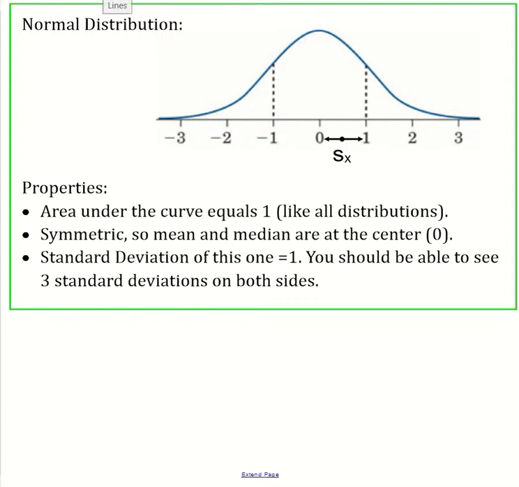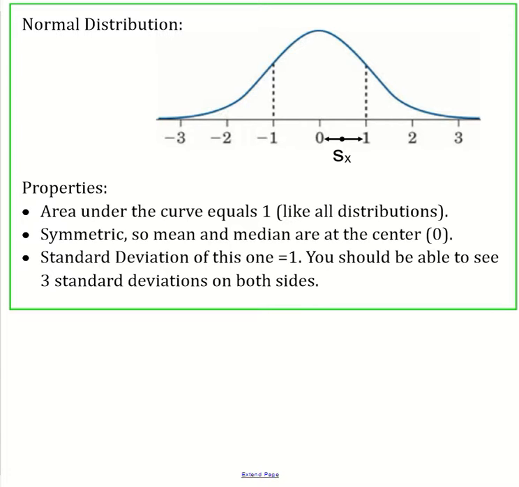So, the normal distribution is a type of density curve. It's a density curve that is symmetric around the mean and the median, and the area under the curve equals 1, and the standard deviation of this one is 1. And so what you should be able to see on every normal distribution is 3 standard deviations on each side.